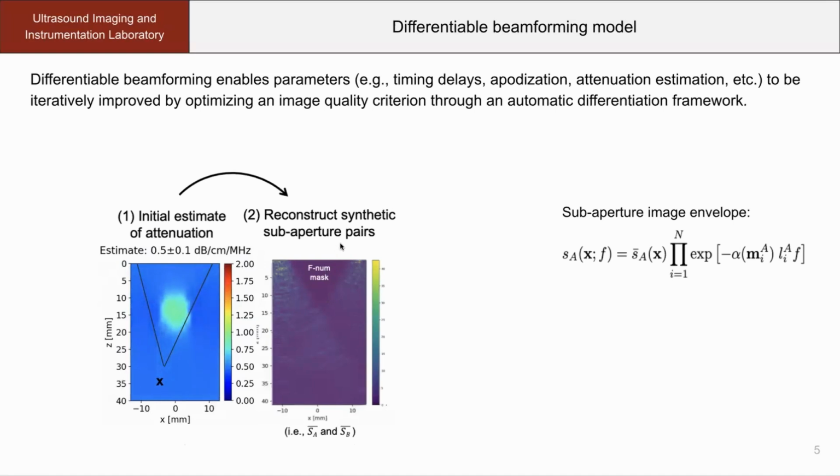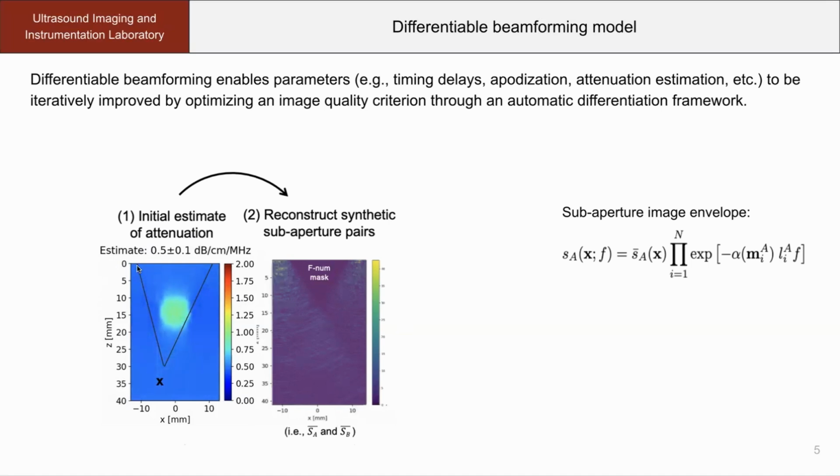We then reconstruct synthetic subaperture pairs. In this subaperture image envelope represented by S sub A at a position X at a certain frequency F, we have this first term, which is the unattenuated image envelope. This represents the ideal image envelope that has no attenuation. This is the compensated image envelope that we're trying to create. And then this term represents the components of the segments along a ray trajectory.